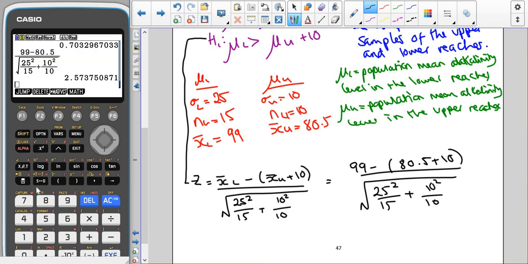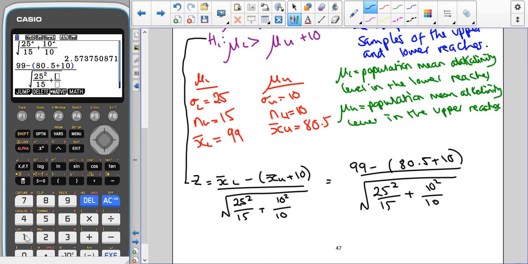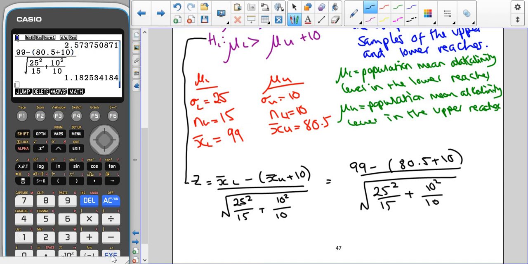So fraction, 99 minus bracket 80.5 minus 10, plus 10, divided by the square root of 25 squared over 15 plus 10 squared divided by 10. So that has given me a test statistic of 1.18. Again, it's very important that you clearly label that as your test statistic.